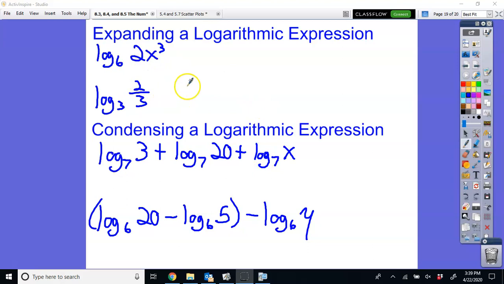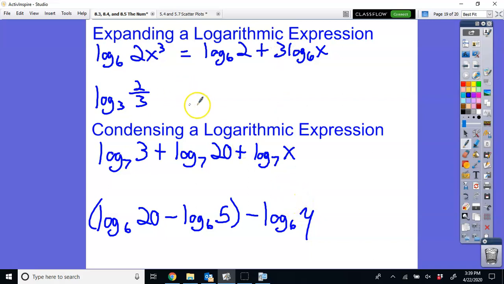Okay, so hopefully you've had a chance to go through these. Let's take a look at the first one, log base 6 of 2x cubed. Notice the 2x cubed is multiplying 2 times x cubed, and the x cubed is the only one with the exponent. So when you expand this, it would be log base 6 of 2 plus 3 times the log base 6 of x. So let me explain what I did there.